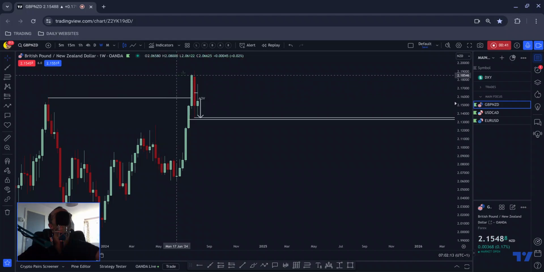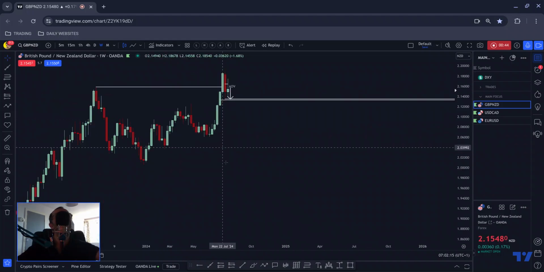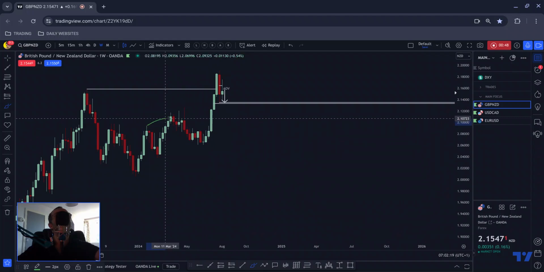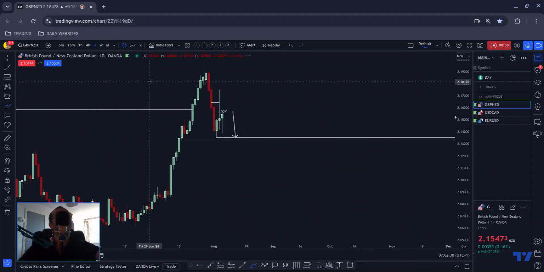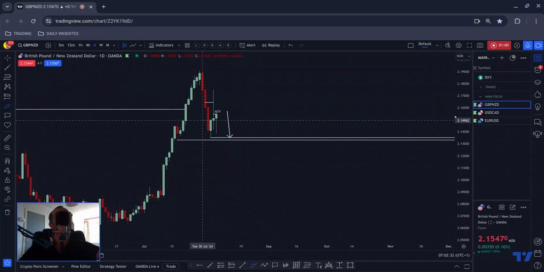But we broke above here, caught people on the wrong side of the market, and then we appeared to be moving to the downside. We also got there by way of this three-touch reversal structure with the middle section, okay? So I'm not surprised by what's happening at the minute. If we just zoom down, you can see very bearish sentiment.